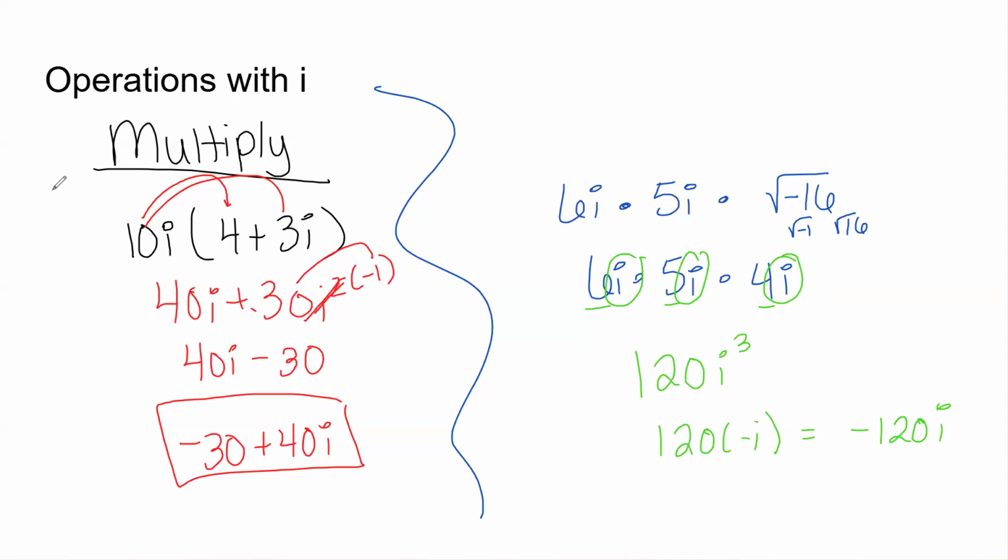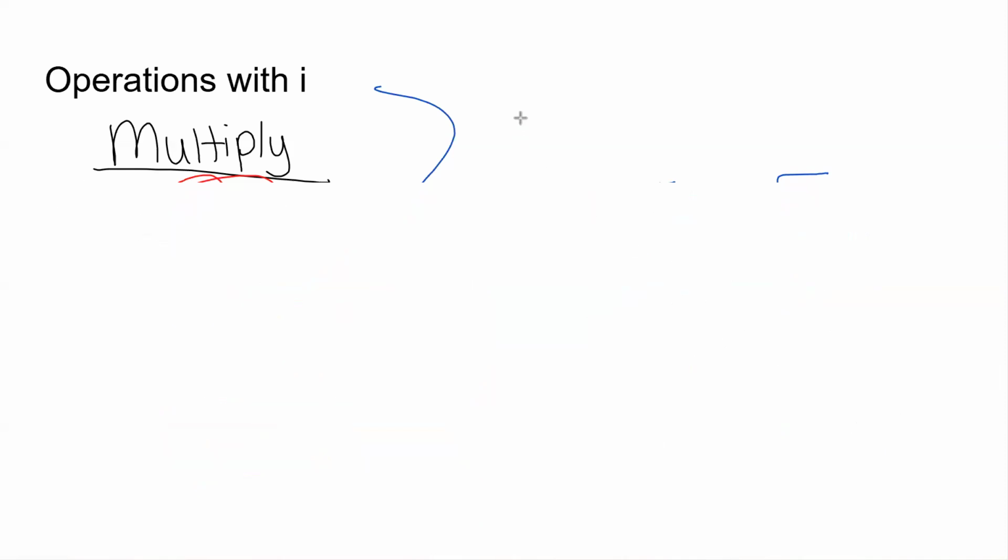All right, what if we're multiplying and we need to FOIL? Let's do 5 plus 2i times negative 1 minus 6i. So that is being multiplied. FOIL as you normally would, FOIL or box method. I call it the rainbow sometimes.